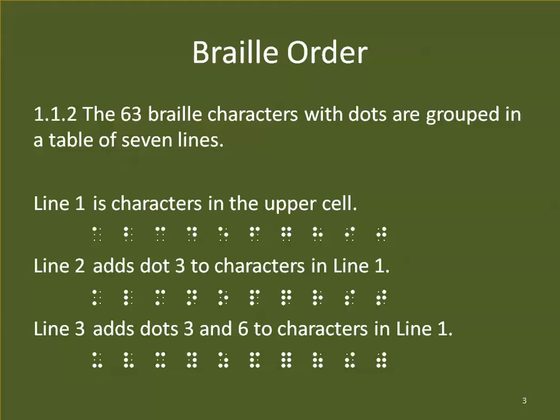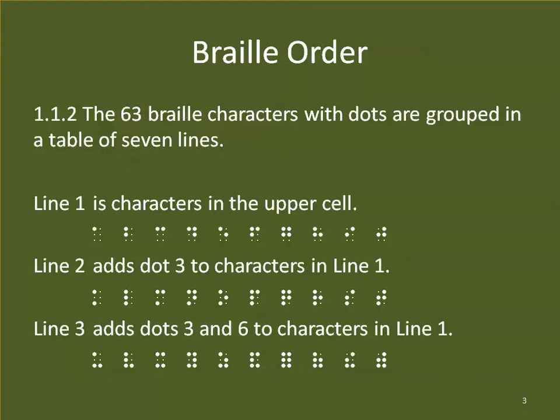So the table is 7 lines. This first screen shows the first 3 lines. Line 1 is the characters that are possible just using the dots in the upper cell, and those are our A through J, or numbers 1 through 10, or 0, excuse me. Line 2 then adds dot 3 to those characters of line 1. So you notice that K is an A, a dot 1, with dot 3 added to it, and that gets our K. L is dots 1 and 2 like a B, and then we add dot 3 to get our L, and so on.